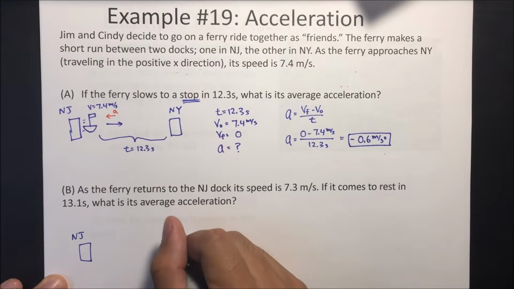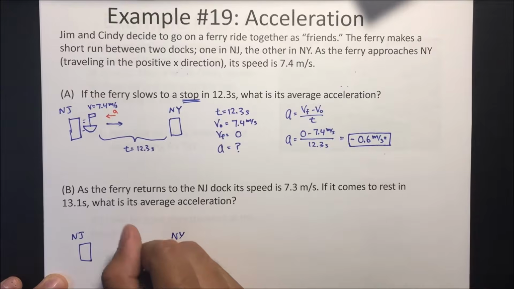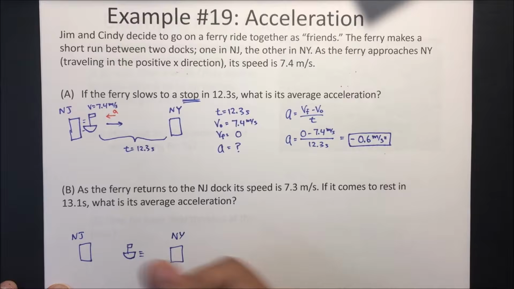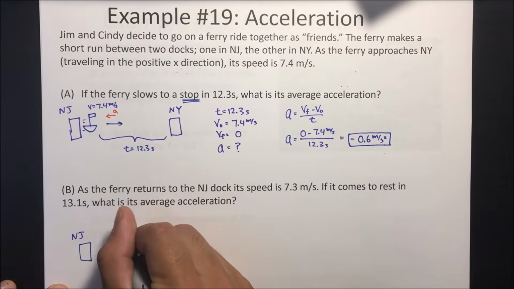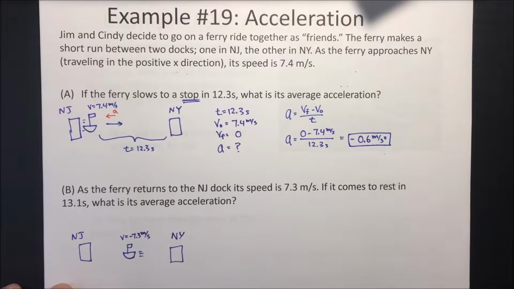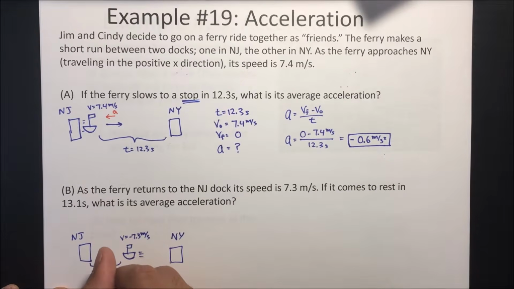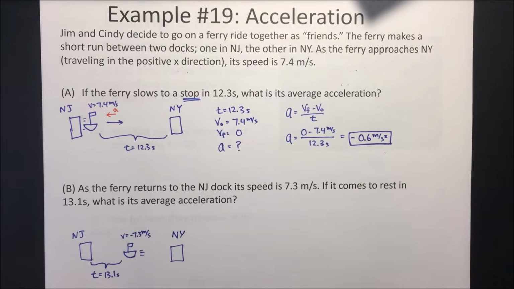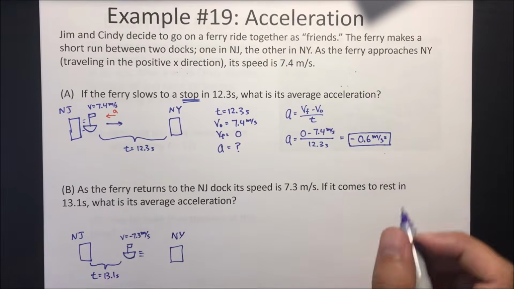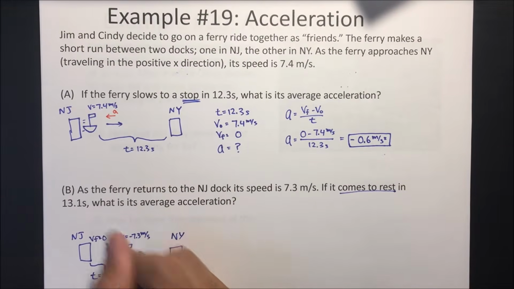So again, this is New Jersey. This is New York. And now, the ferry is going back to New Jersey, meaning it's moving to the left. So the velocity is going to be negative 7.3 meters per second. We know for it to come to a stop, the time is equal to 13.1 seconds. And we know when it's going to come to a stop, because if it comes to rest, that means the velocity final is equal to 0.